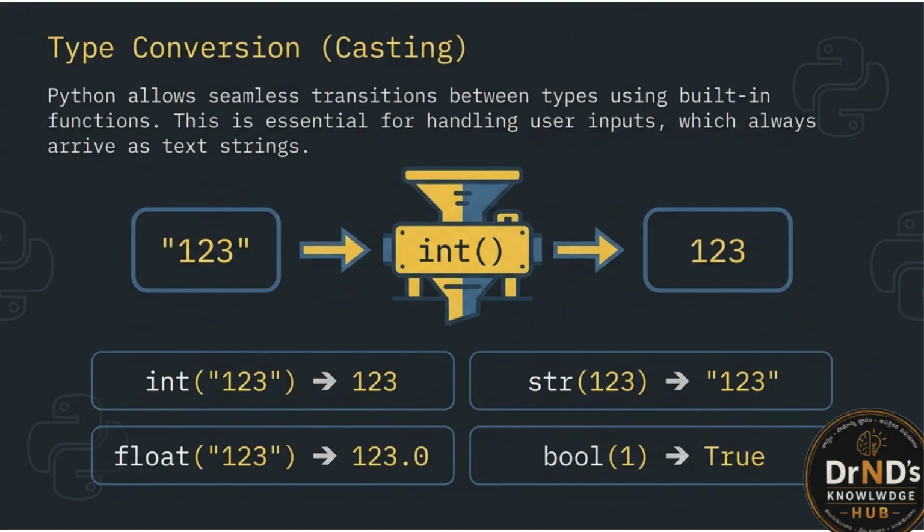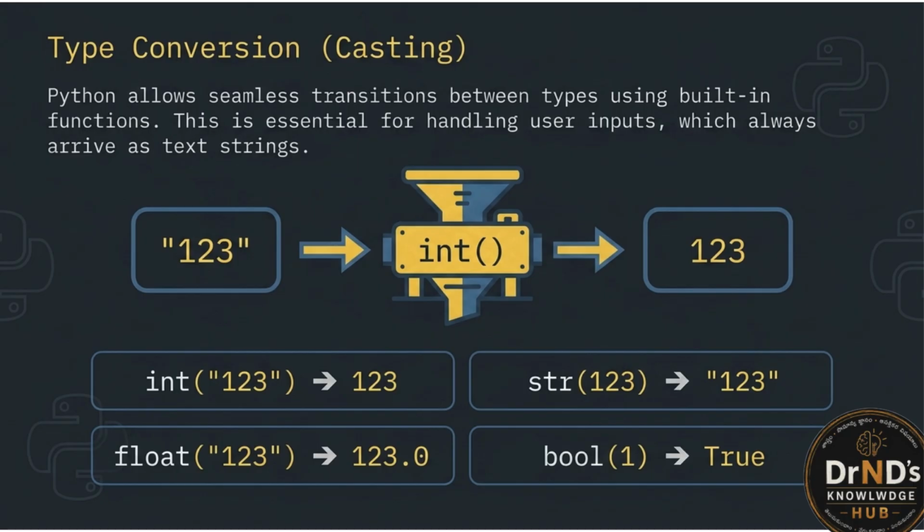You need to remember one important note here. Type conversion works only when the value is compatible with the target data type. For example, int("123") works perfectly. However, int("hello") will generate an error because the word hello cannot be converted into a number. Therefore, always ensure that the value can be converted before performing typecasting.